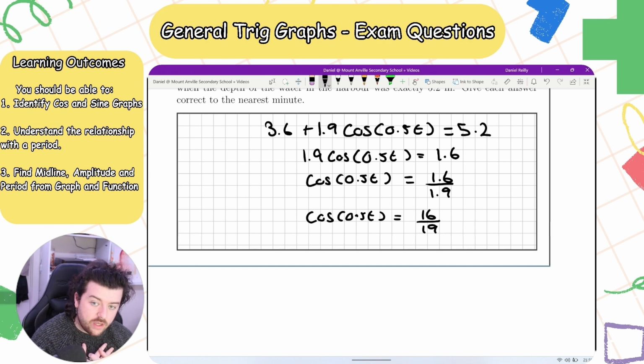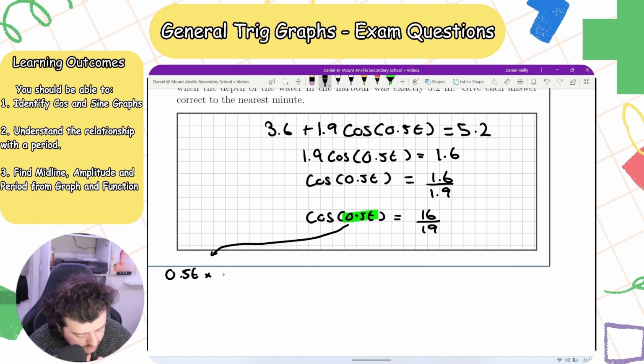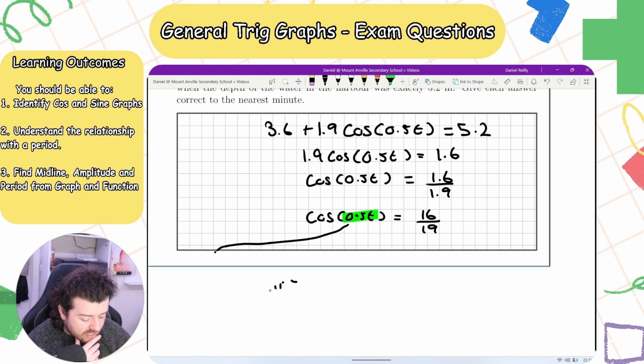Now, if you're not comfortable working in radians for trig equations, we can change this to degrees. So if I change this to degrees, 0.5t multiplied by 180 over pi. Now, it's still honestly not going to give me anything nice. It's going to be 90 over pi t. So it's up to you. For me, if I'm working with degrees but I still have a pi, it's just going to hurt my head. So I wouldn't really recommend it for that one, to be honest. So I'm going to stick with my radians.